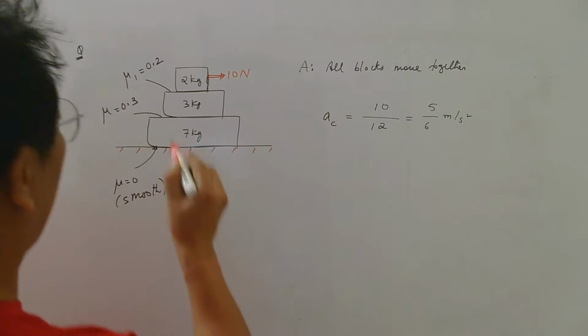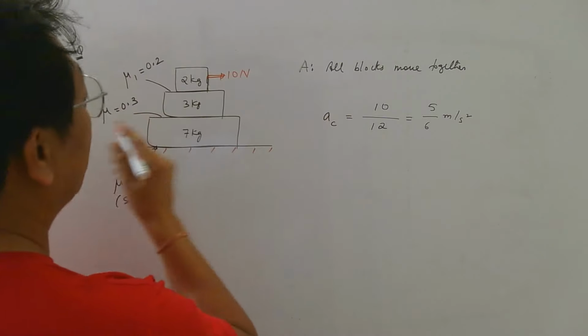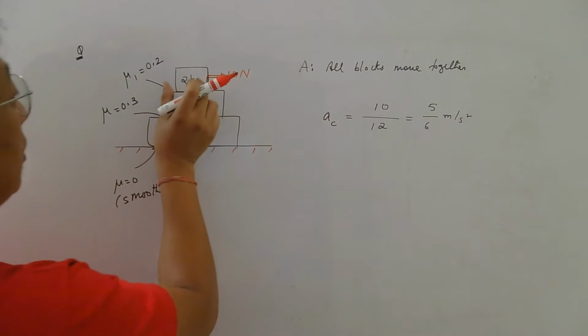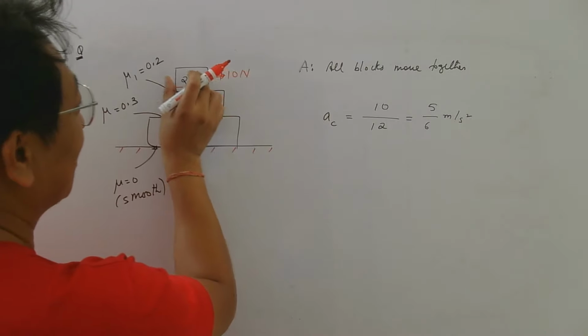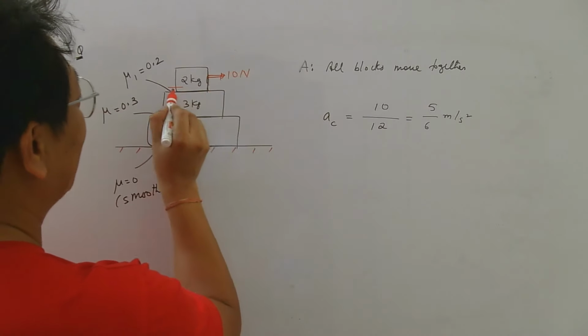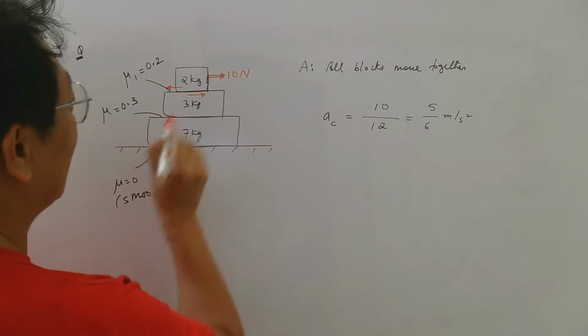For that, friction at each surface should be static. So let's calculate. But before that, let's draw the direction. When you move the 2 kg block this side with the help of this 10 Newton force, there will be friction this way, and the reaction of that will be here, right?